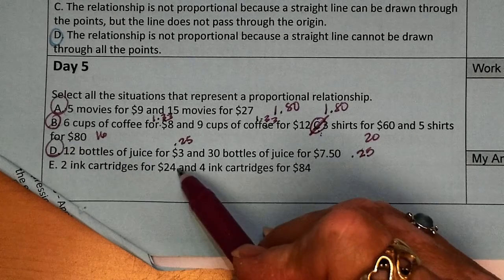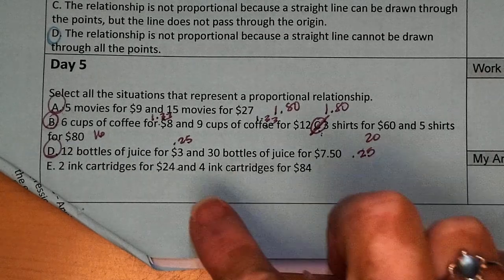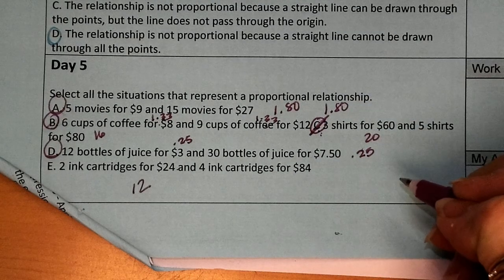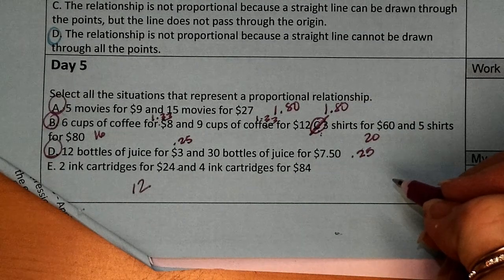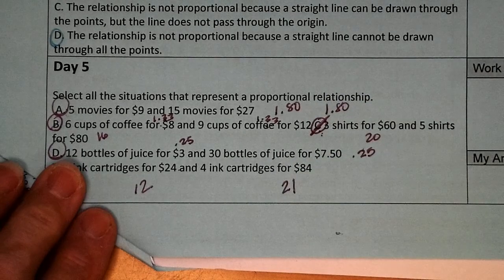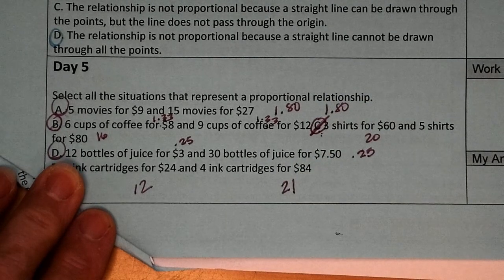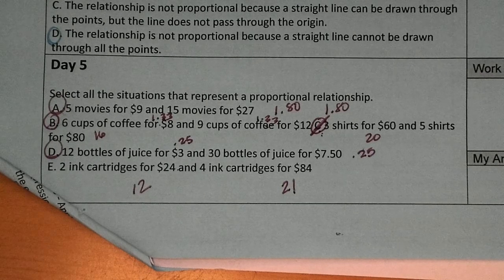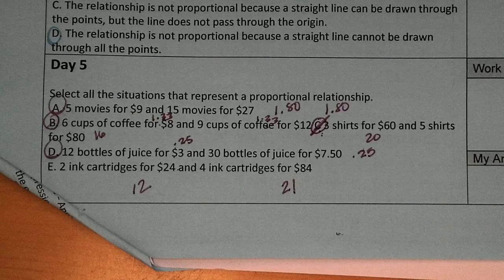All right, D works. And then 24 divided by 2, I know is 12. And is 84 divided by 4 12? Nope, it is 21. So your answer should be A, B, and D.